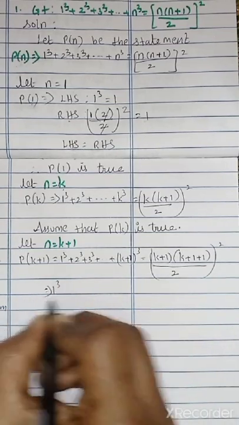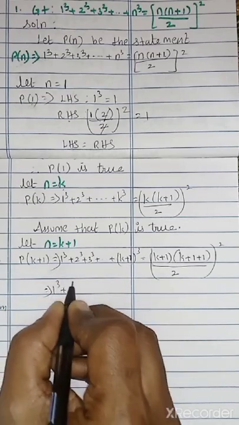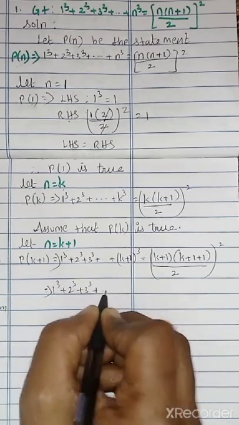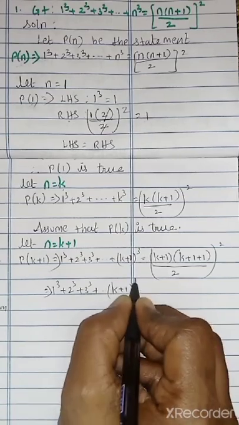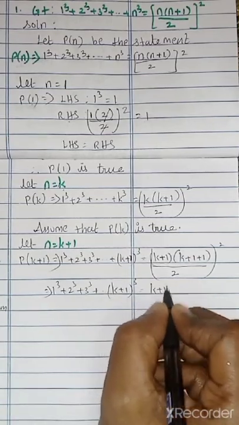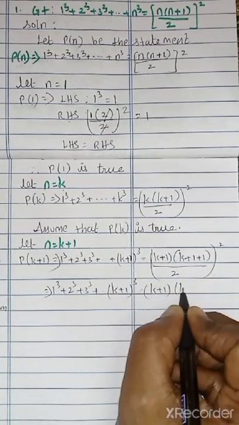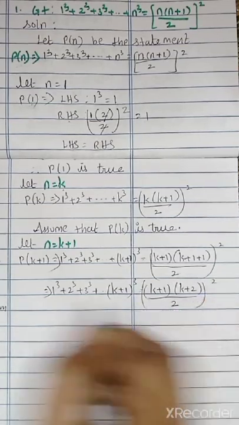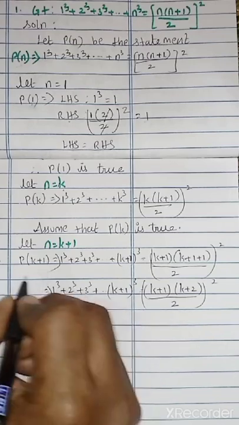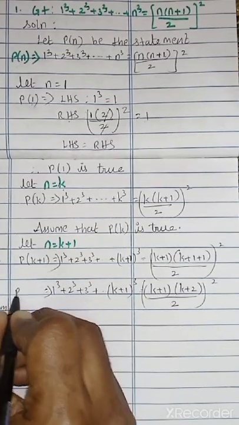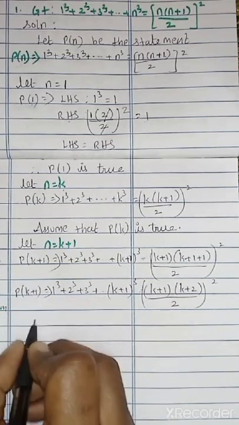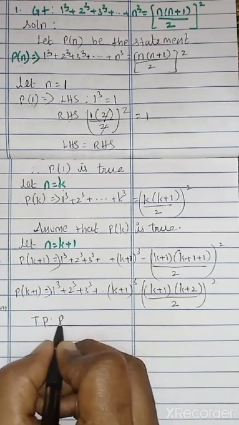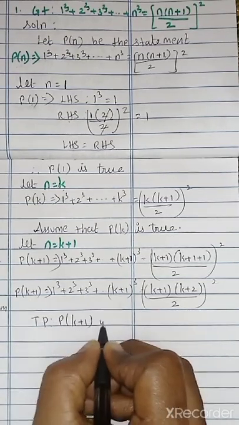So that is 1 cube, 2 cube, 3 cube, etc., up to k plus 1, the whole cube, equal to k plus 1, this is k plus 2, k plus 2 by 2, the whole square. This only we want to prove. This is your P of k plus 1. Correct? So what we want to prove? P of k plus 1 is true.